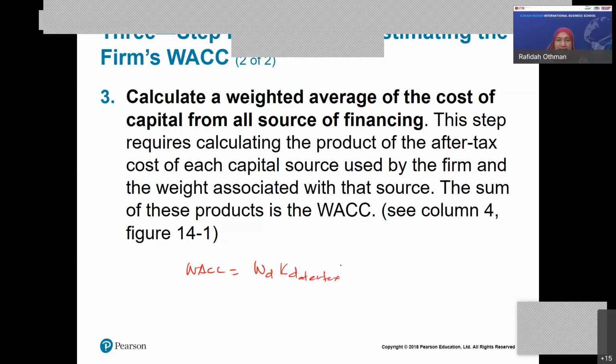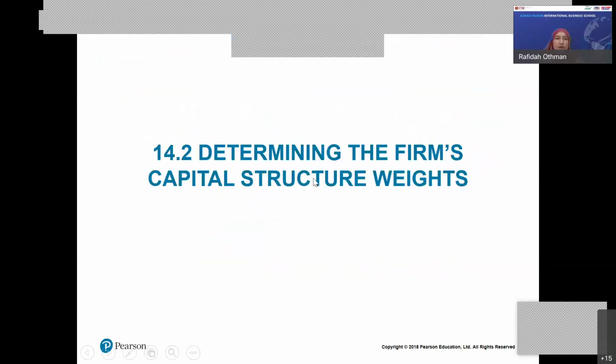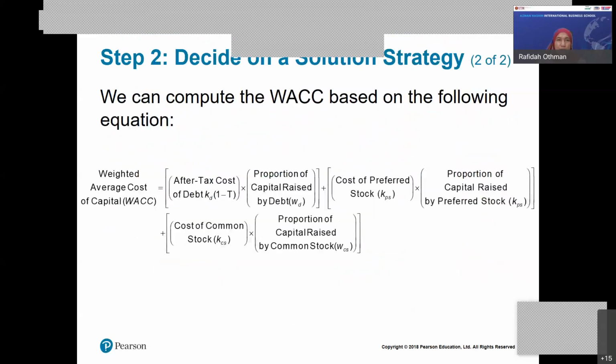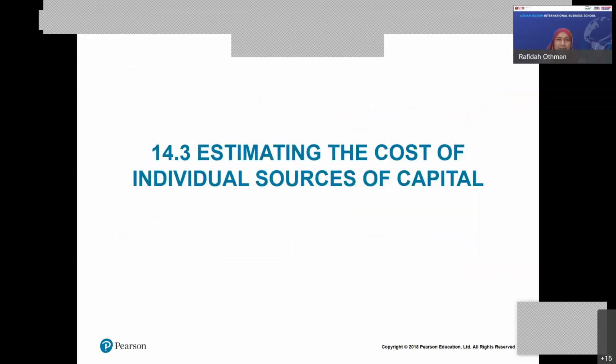I'm repeating this again because this will be in your next quiz. Weightage for common stock times cost of common stock, plus weightage for preferred stock times cost of preferred stock. Okay, so this is the formula. I want you to read all this again. All right, so these are the problems, and these are the examples.